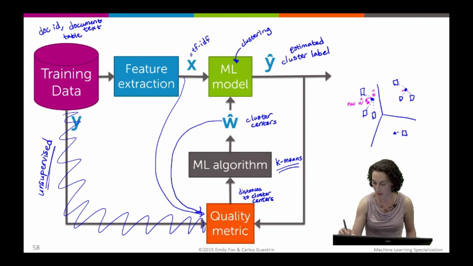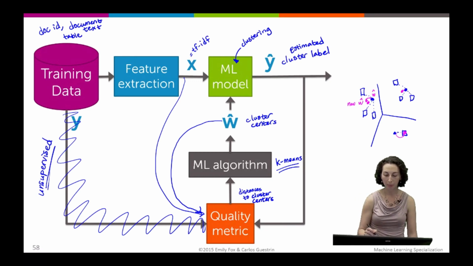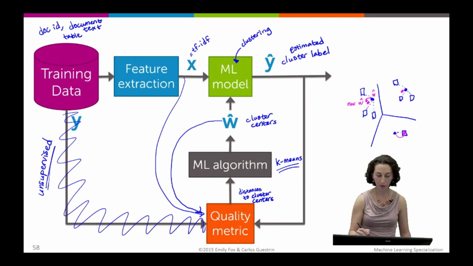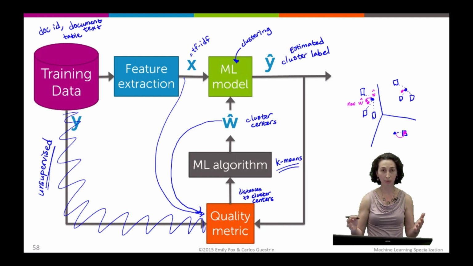So these points are getting shifted, and this point will go directly on top of that observation. So this is the workflow of clustering. Let's just say it at a high level one more time.